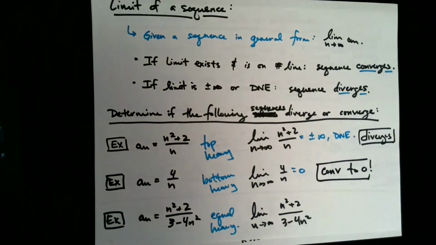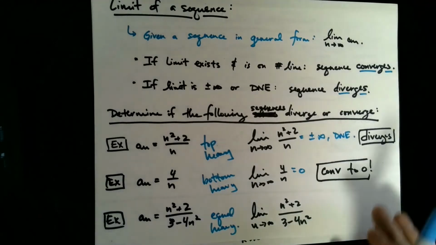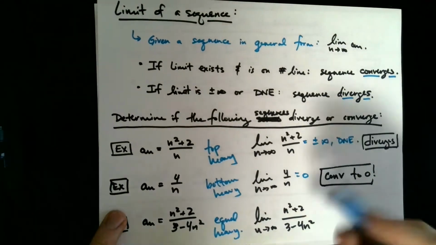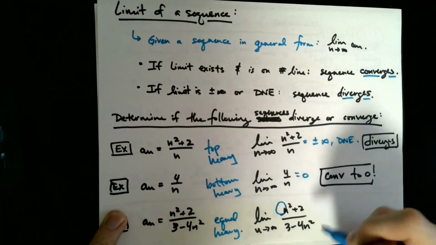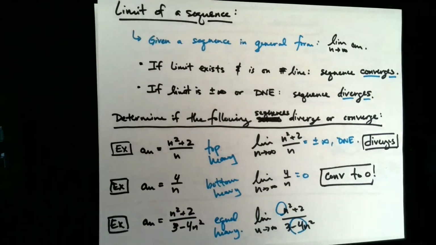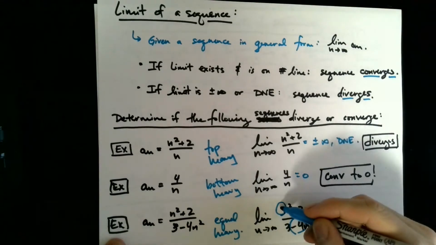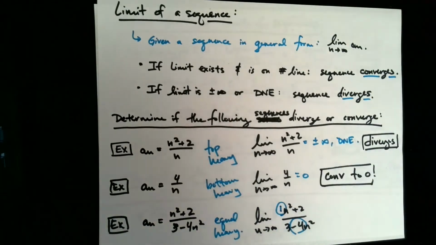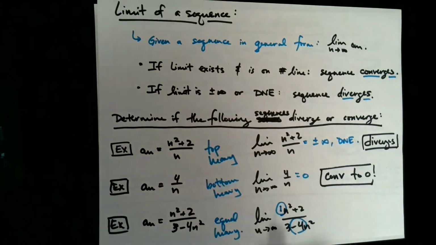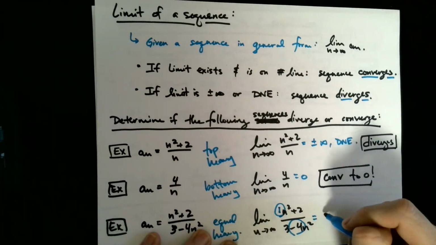What about the last one? The last one is an equal-heavy rational expression that we're taking the limit of as n goes to infinity. And if you recall, you simply pluck the leading coefficients from the numerator and denominator. Now, the leading coefficient in front of the n squared is not expressed, but of course if you don't have a coefficient expressed, you could write it as a 1, and then whenever you pluck the leading coefficients, you simply get negative 1/4.